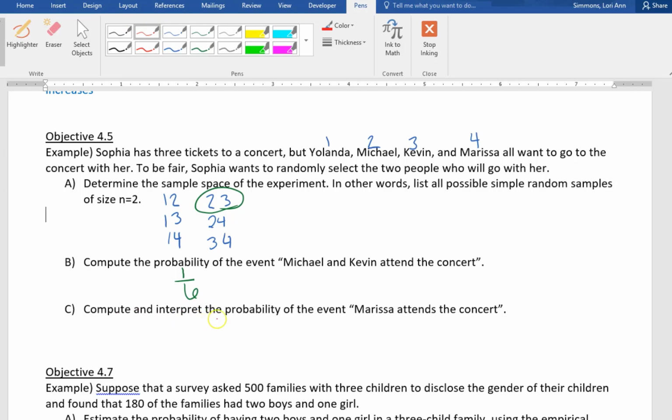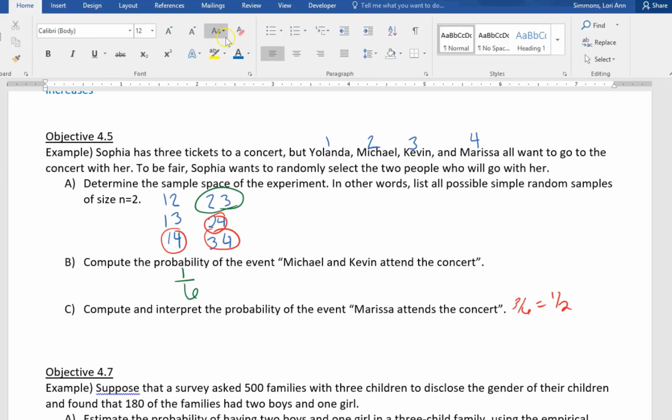So compute and interpret the probability of the event Marissa attending the concert. Marissa doesn't care who she goes with as long as she goes. So we're going to circle all the groups of 4 we see. That's 3 out of 6, which is 1/2. So Marissa has a 50% chance of going. So if we interpret that, I kind of just did. Marissa has a 50% chance of attending the concert.